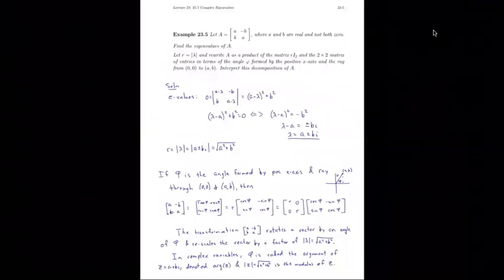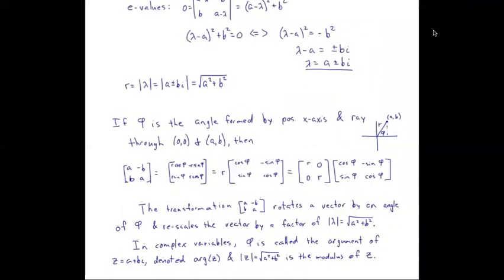Yeah, and this is all summarized down here at the bottom, but maybe some introductions to make. In complex variables, when we talk about complex numbers, phi is called the argument of the complex number z equals a plus bi. It's denoted arg of z. In a complex variables class, you go more deeply into that, but it's such an important thing that this angle phi is actually defined as the angle between the x-axis and AB in the plane.